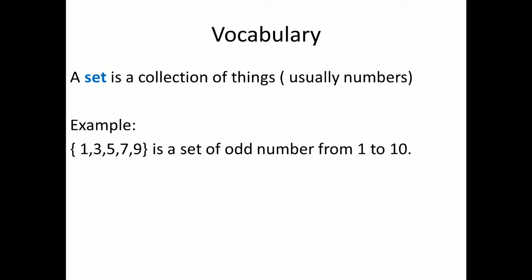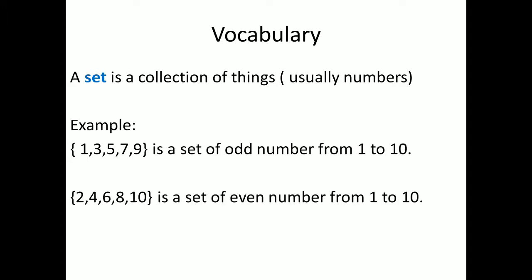For example, you're going to see these fancy brackets. Then you're going to see 1, 3, 5, 7, 9. Close the fancy bracket. We would say this is a set of odd numbers from 1 to 10. You could also see it like this. Fancy bracket, 2, 4, 6, 8, 10, close the fancy bracket. We will say this is a set of all even numbers from 1 to 10. The set is just a list of numbers that is grouped using these fancy brackets.